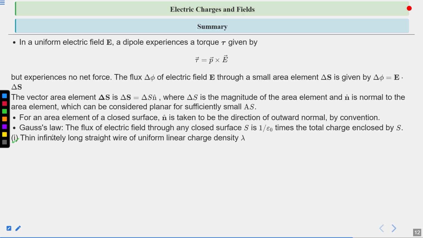First case is a thin infinitely long straight wire of uniform linear charge density lambda. There are 3 types of charge density: linear charge density, surface charge density and volume charge density. If we talk about the linear charge density, lambda is equal to charge upon length. Surface charge density, sigma is equal to charge upon area. Volume charge density, rho is equal to charge upon volume. Clear?